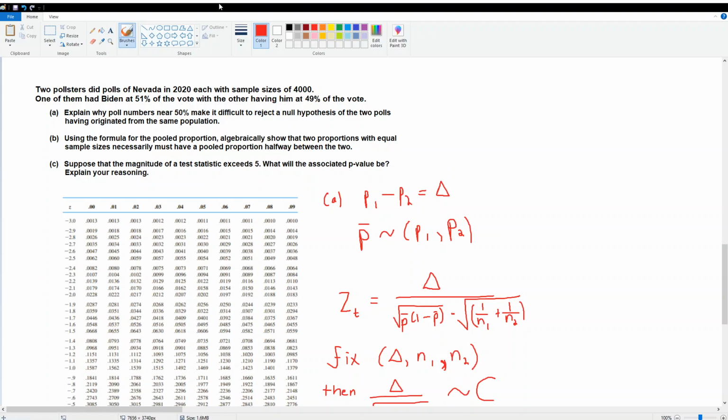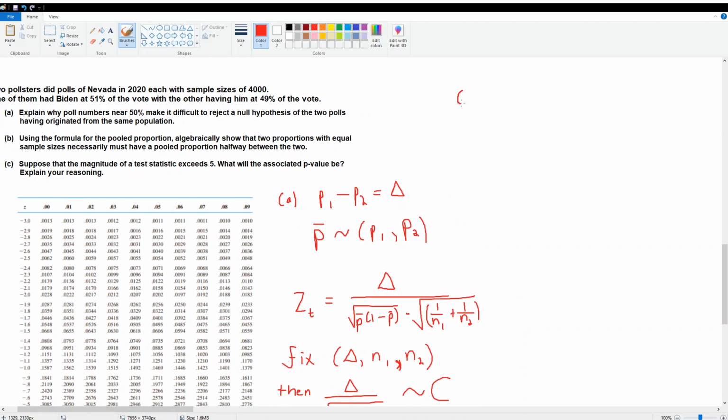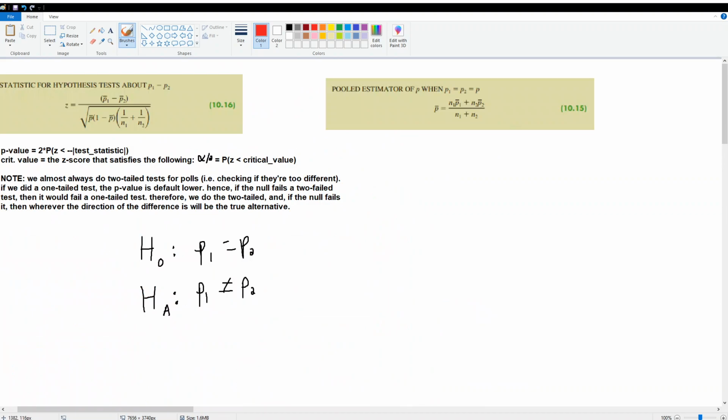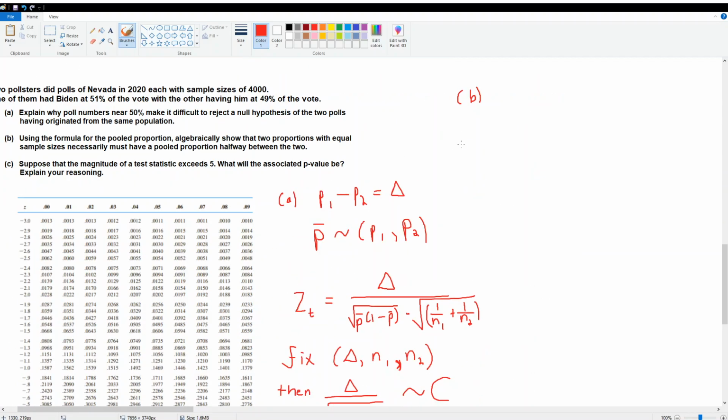So speaking of which, part B, using the formula for the pooled proportion, show that if the two proportions have equal sample sizes, this pooled proportion has to be halfway between the two. So in this case, for part B, pooled proportion, it's P1 bar plus P2 bar, multiplied together over, well, by their sample size, by the sum of those sample sizes. If they have the same sample size, let's just call it n, because n1 equals n2, just call it n. Then we're going to have n times P1 bar.